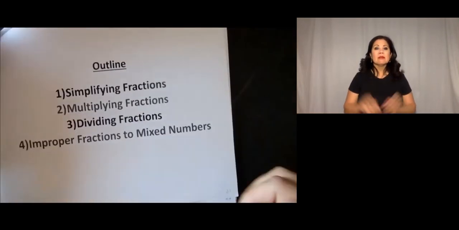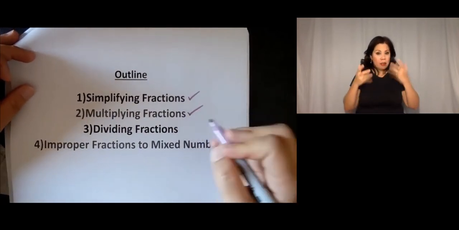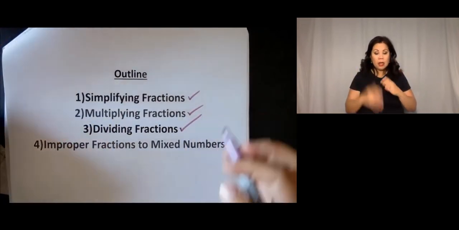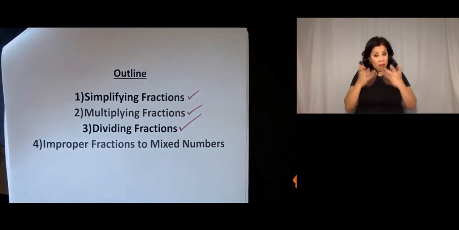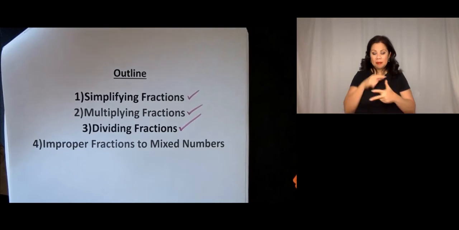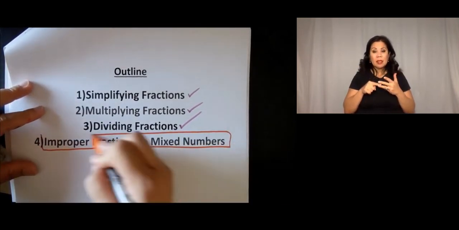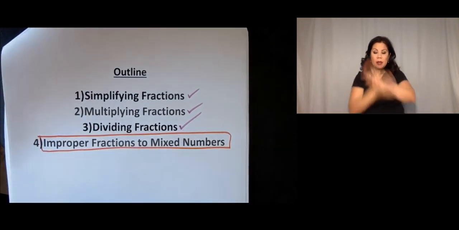All right, so we started off this lesson being able to simplify fractions, then we multiplied fractions, then we put all of that together with learning how to divide fractions. Those were pretty simple answers. The last thing we're going to learn about is how to change improper fractions to mixed numbers. That's the last thing we're going to learn.